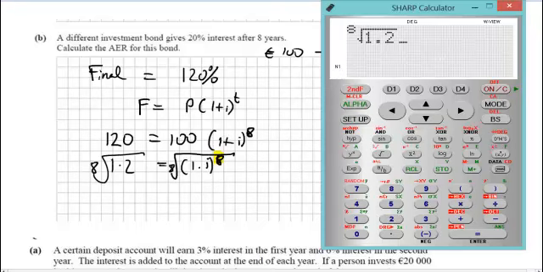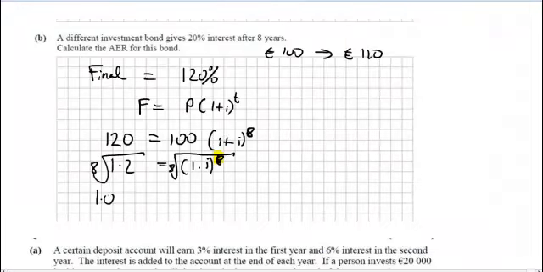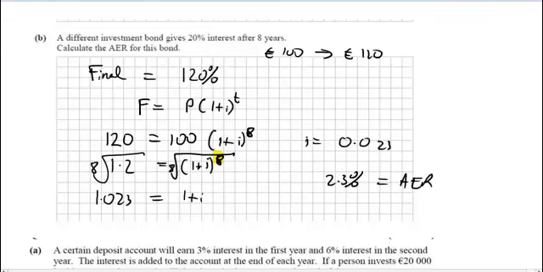So really, you have to know that to get rid of that to the power of 8, it's the 8th root you have to use. And when you put that in, you get 1.023, which is equal to 1 plus i, so i is equal to 0.023. I'll multiply by 100 and we get 2.3% is equal to the annual equivalent rate.